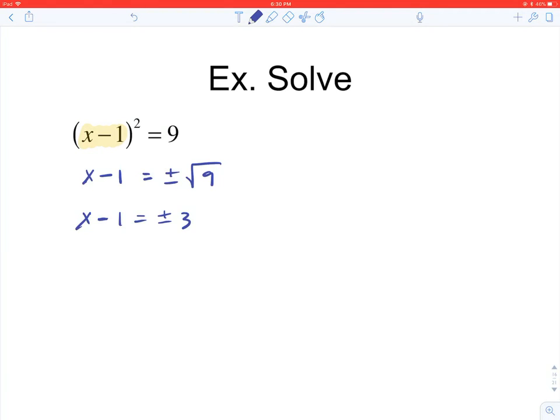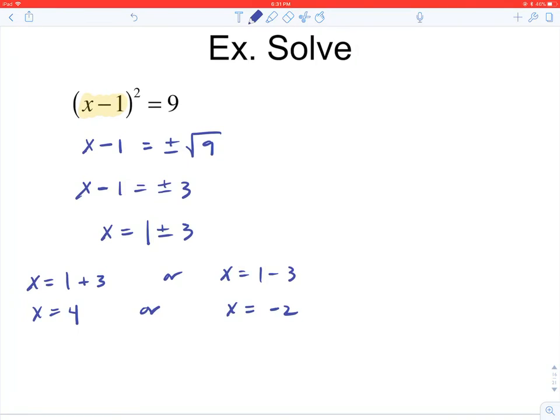Now this is the important next step. We need to finish isolating x. So we're going to add 1 to each side of the equation, and I'm going to put the 1 in front of the plus or minus 3. So one of our solutions will be 1 plus 3, and the other solution will be 1 minus 3. Well, 1 plus 3 is 4, and 1 minus 3 is negative 2.